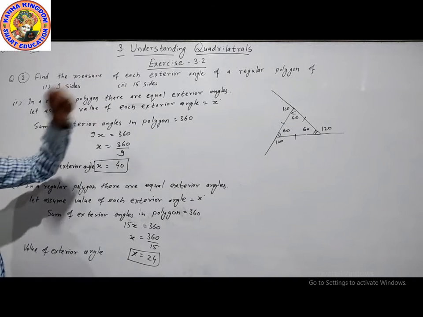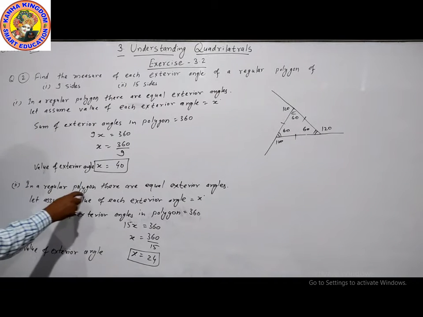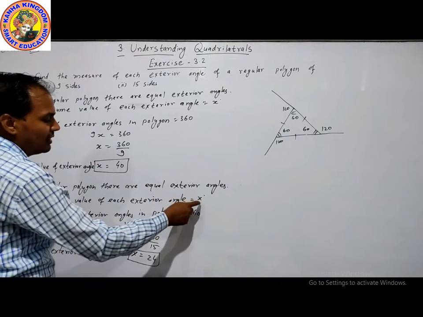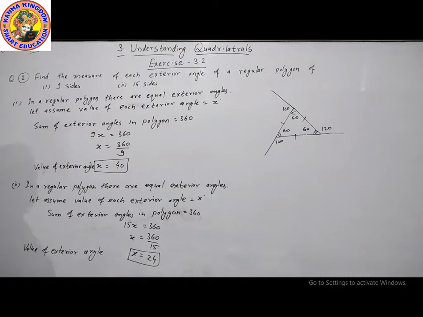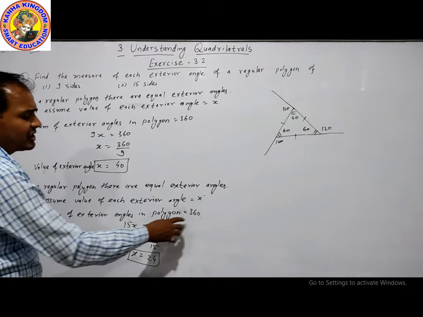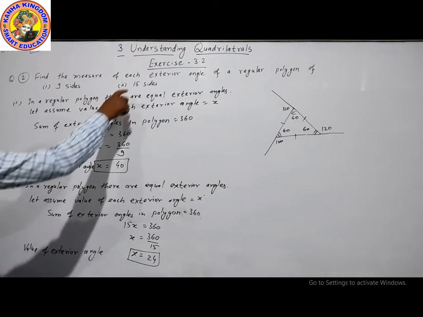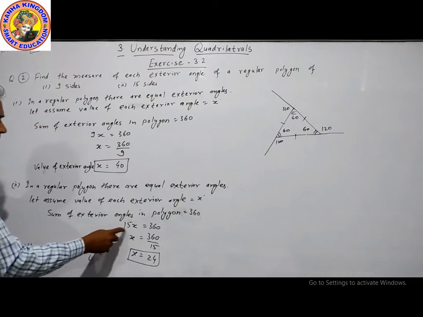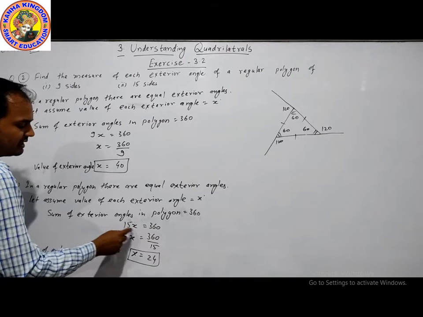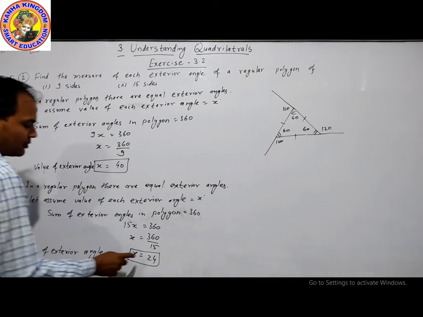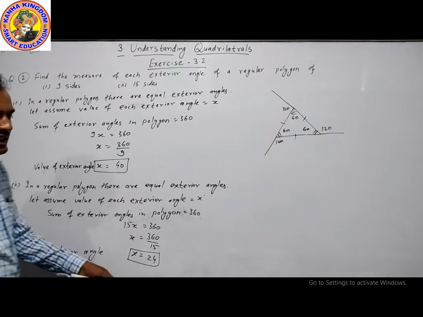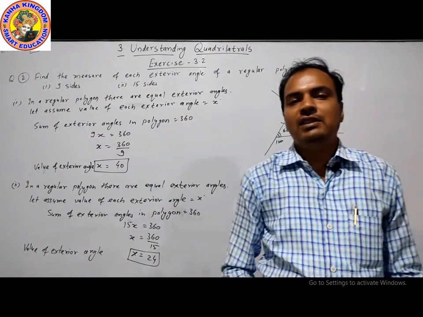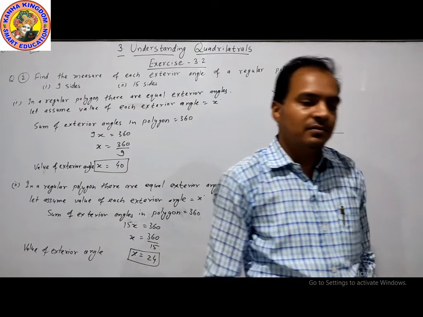In the second, there are 15 sides. In a regular polygon there are equal exterior angles. Assume the value of the exterior angle is x. We know that the sum of exterior angles is 360. There are 15 sides, one angle is x, so the total is 15x equal to 360. Now we will divide by 15. The answer is 24. The value of the exterior angle is 24. You can take a screenshot of this. We will move to our next question.